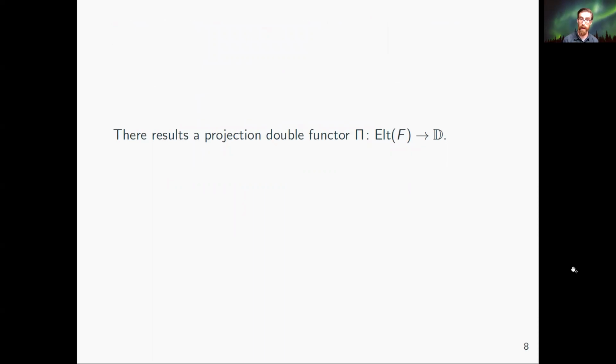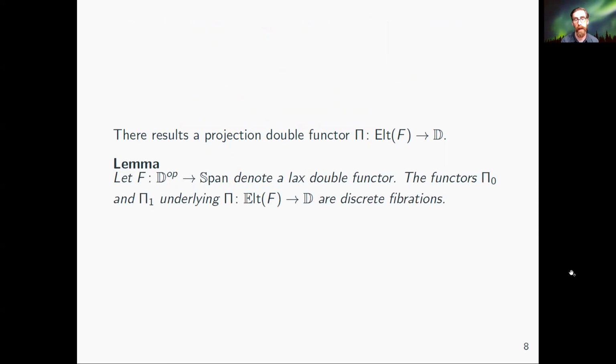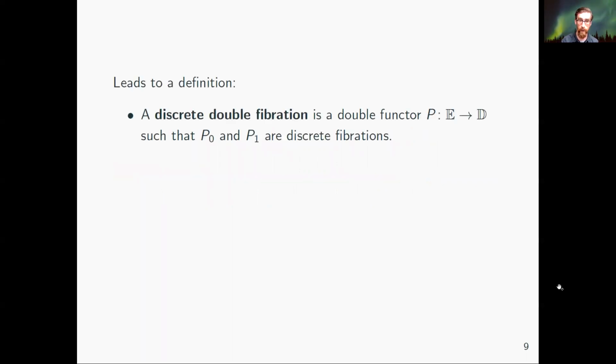So this is a double category, and there results a projection double functor to the original double category D. And the lemma is that the two underlying functors are both discrete fibrations. And so this leads to a provisional definition, namely that a discrete double fibration is a double functor such that the underlying functors are both discrete fibrations.